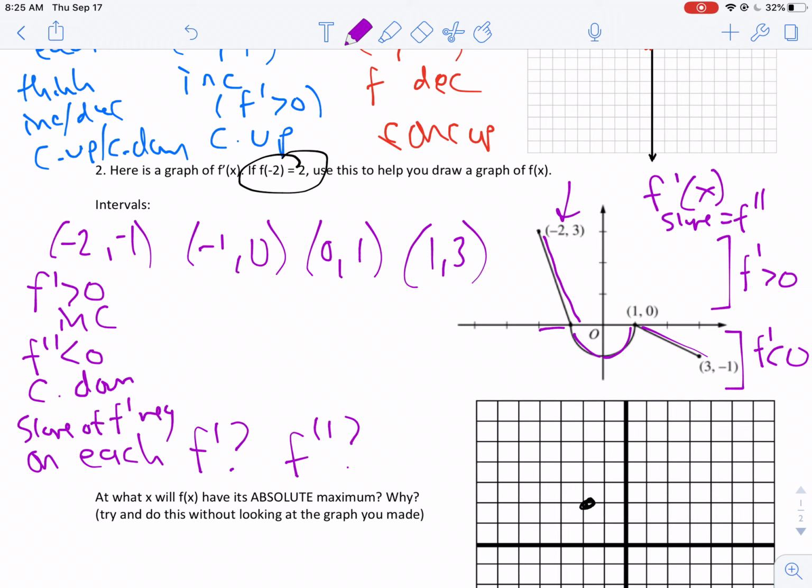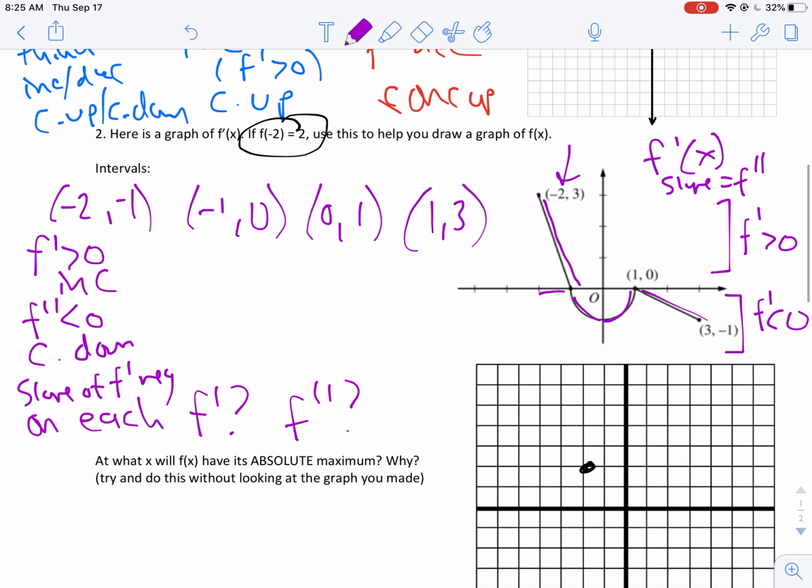So what you have here is you go from negative 2 to negative 1. We are increasing concave down. So I don't know, something like that. And again, maybe you only go up there, maybe you go up there, maybe up there. There's no one way to do it. We're just trying our best.